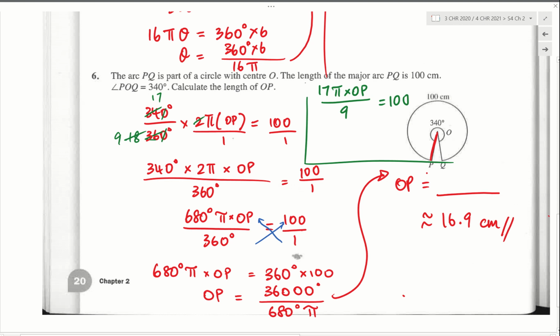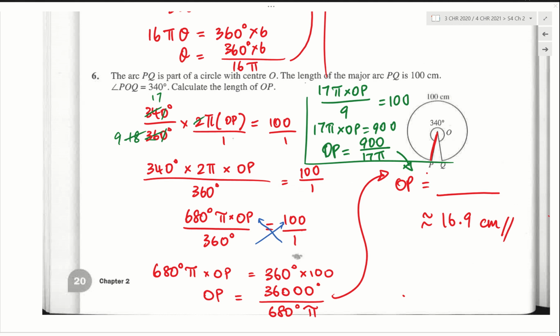Oh, we cancel so many things. That means we end up with 17 pi times OP equals 900. OP will therefore be 900 over 17 pi. And you will get the same answer. If you want to do some cancelling over here so you don't end up with a very big number, you can cancel. But if you are not confident over here, never mind. Make sure you press the calculator carefully. Only at the last step that you simplify also can. Any questions?